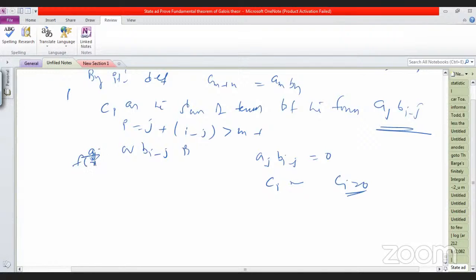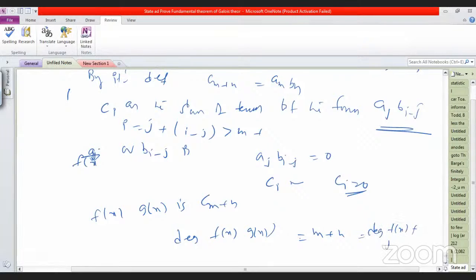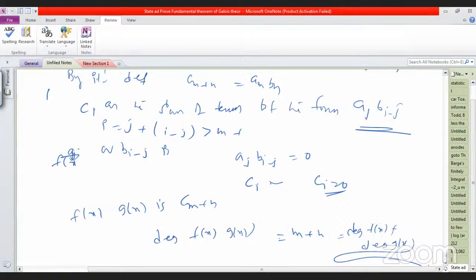So that the highest non-zero coefficient is of f(x) g(x), which is c_{m+n}. So therefore the degree of f(x)g(x) is equal to m plus n, and that is the degree of f(x) plus the degree of g(x). Clear? Any doubts?